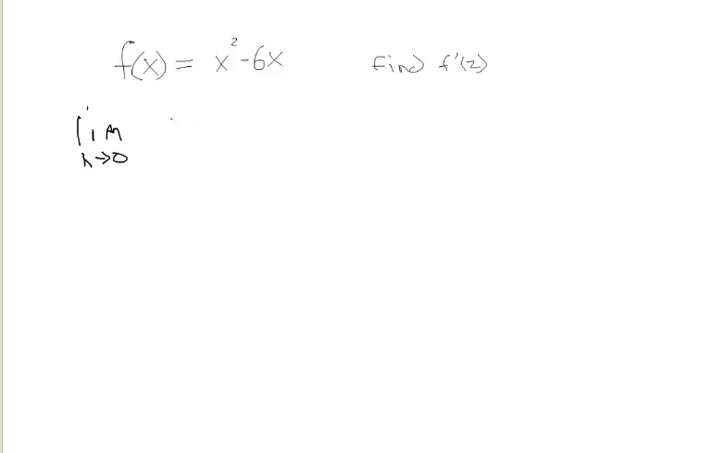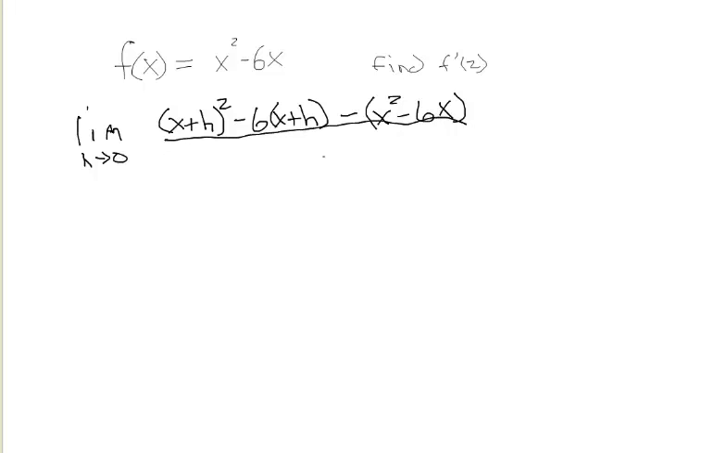of f of x plus h, which is x plus h squared minus 6 of x plus h, minus f of x, which is x squared minus 6x, all divided by h. And now we need to simplify. So we're going to multiply all the terms out, distribute all our negatives, and then simplify this limit.